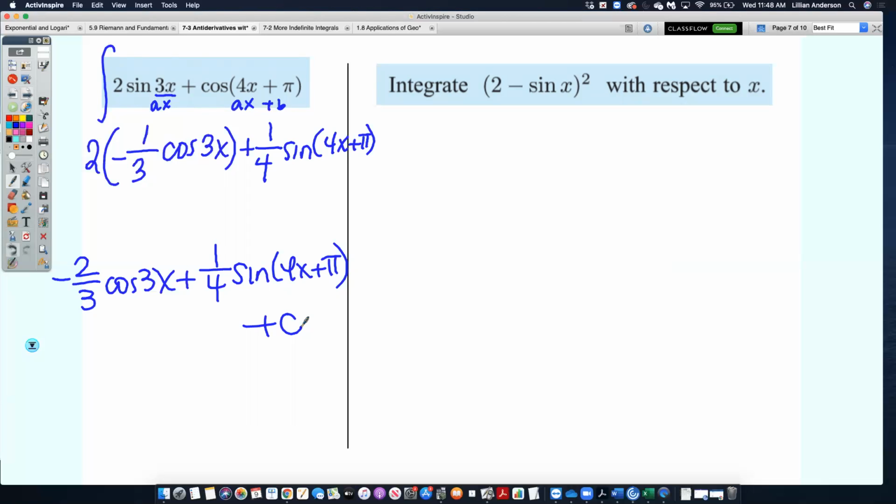Where's the what? I don't even know. We're going to look at the next one, not the last one, I apologize. Dang it. All right.